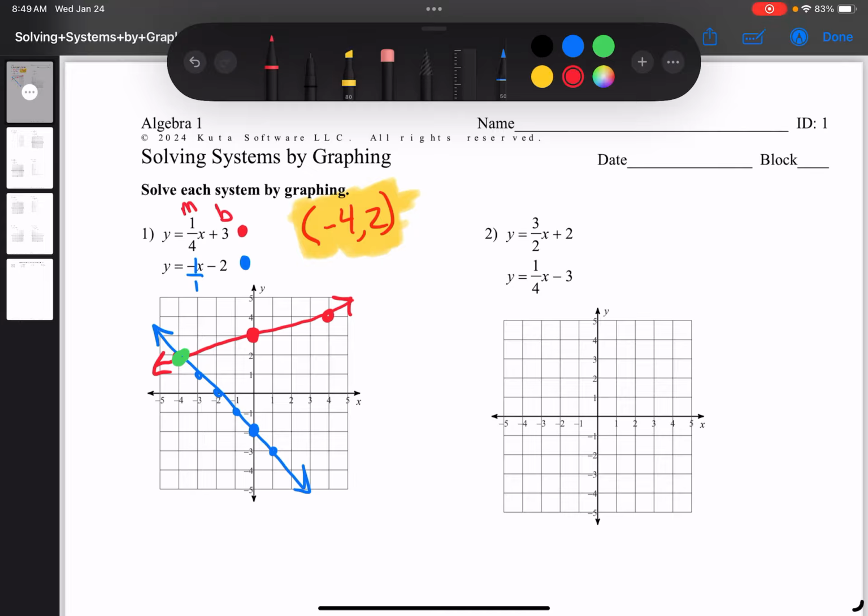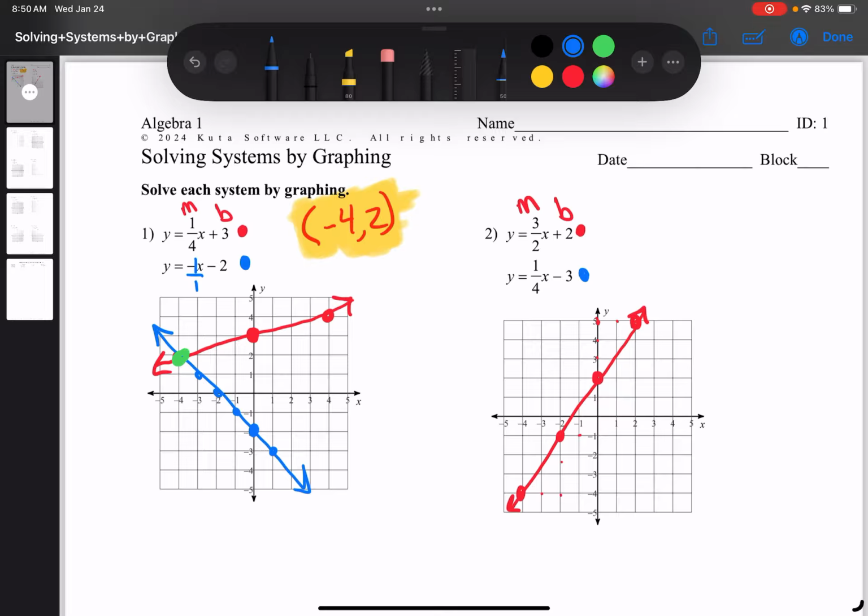Next one, we're going to do the first one in red and the second one in blue. Let's start with the red one. We begin with b. So b is 2. We plot that point. Then m is 3 over 2. So we rise up 3 and then we run 2, and we plot our point. I'm going to go the opposite way, down 3 and left 2 a few times. So we have a line with multiple points, because the odds are one of those points is going to be my answer.